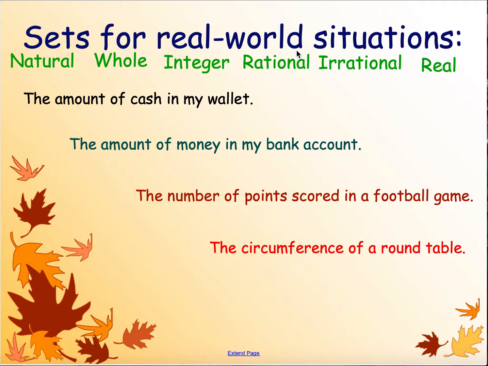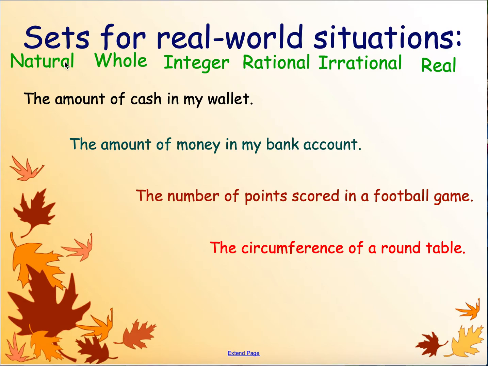Sets for real world situations. Different sets help us describe different real world situations. So here, the amount of cash in my wallet. If you want to take a moment to pause the video and think through them yourself, I'd really encourage that. But I'm going to start going over them now. If you haven't got a chance yet, just go ahead and pause.